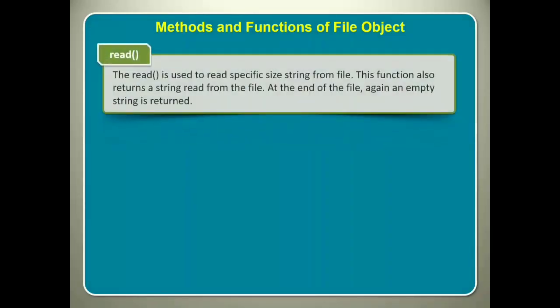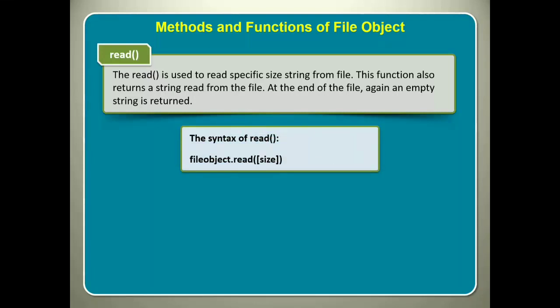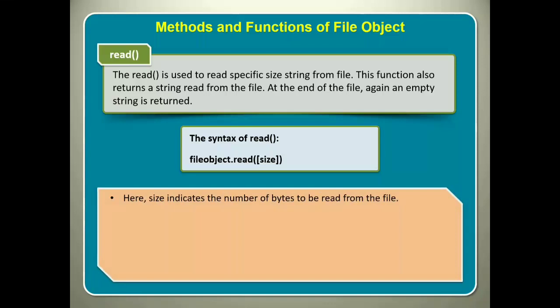The third method read is used to read specific size string from file. This function also returns a string read from the file. At the end of the file, again an empty string is returned. Syntax of read function is as shown on the screen. Here, size indicates the number of bytes to be read from the file. Hence, you can use this function to read specific quantity of data from the file.